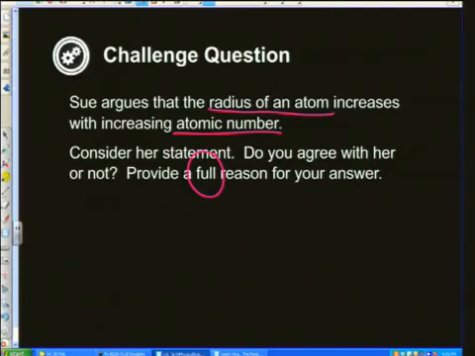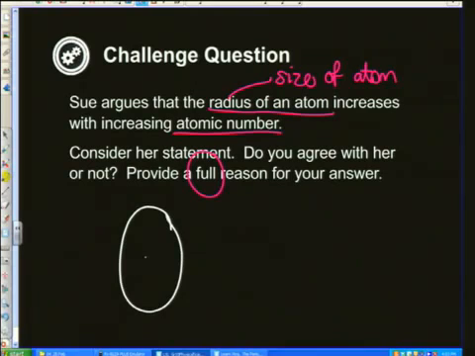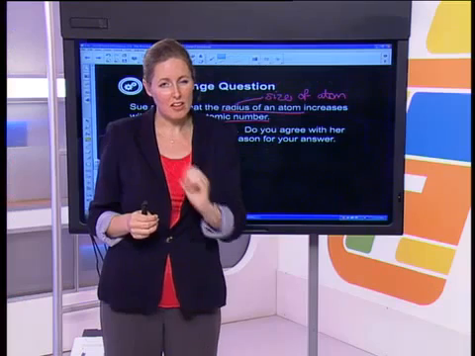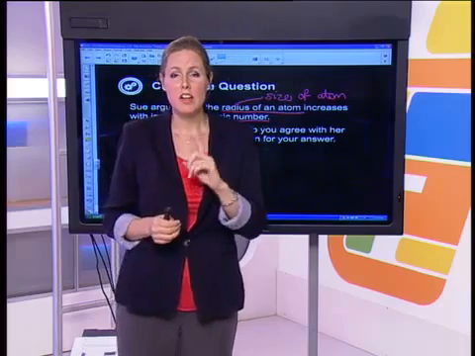Just going back to this, radius, we're talking here size of the atom. Why? Well, because when I speak about atomic radius, I mean from the center to the edge. That's not quite the center, but you got the idea. From the center of the atom to the outside, that would be the radius. So go and think through that question, think through your answer, and make sure it's a full answer.